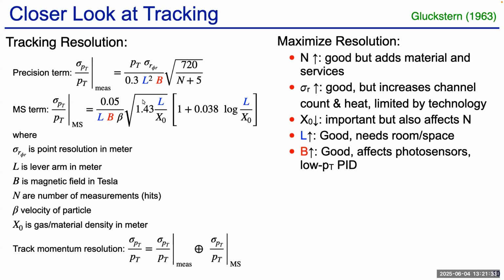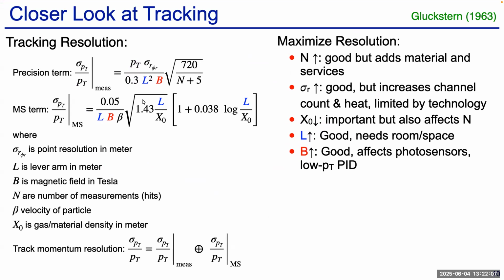Now, increasing this one here, that's cool. That you want. That's good. But the finer you have, the more channels you have to read out. And at some point, we are at the EIC at that problem that we almost don't know where to put all these cables. You always want to reduce the material. But again, that also means sometimes reducing n. The longer it is, the better, but it needs room, of course, for a detector. And the higher the magnetic field, the better.